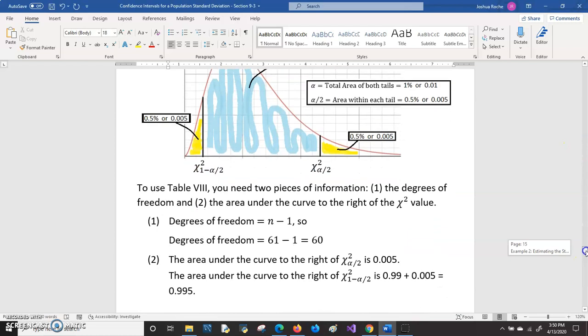To use Table 8, you'll need two pieces of information. You'll need the degrees of freedom, and you also need the area under the curve to the right of the chi-squared value. The degrees of freedom are going to be n minus 1, and so that's going to be 60. The area under the curve to the right of this chi-squared value is 0.005. So that's just referring to this area to the right. For the other chi-squared value, the area to the right is going to be 0.995.